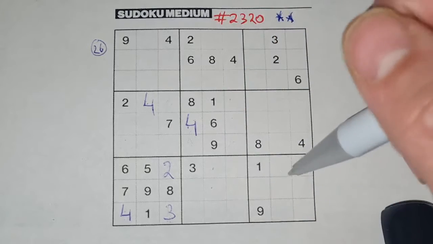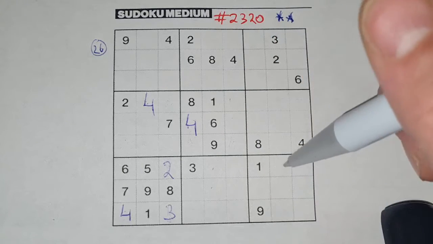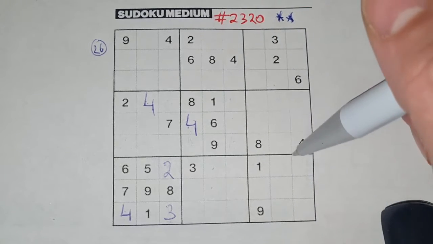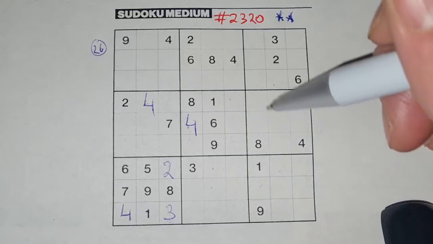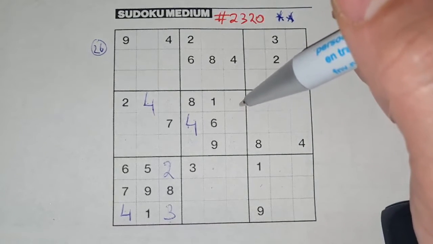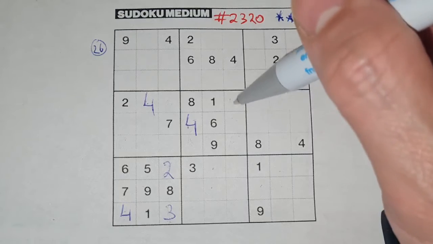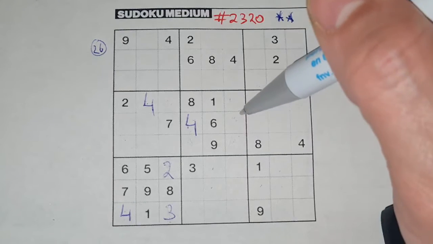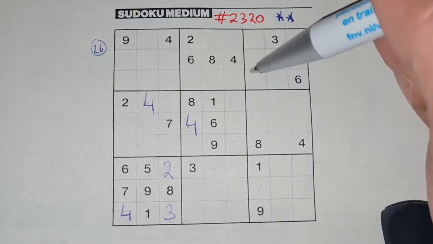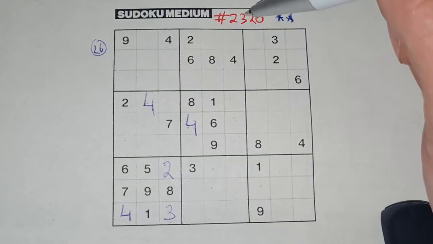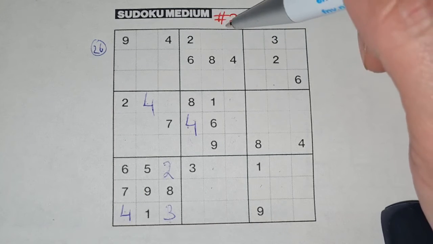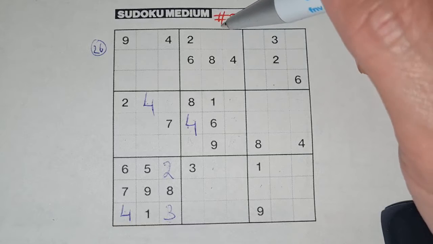Then I cannot continue with the 4. Yeah, I need to wait. 3, 2. How about 6?